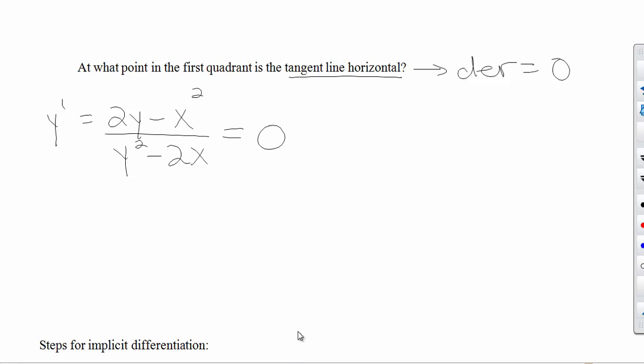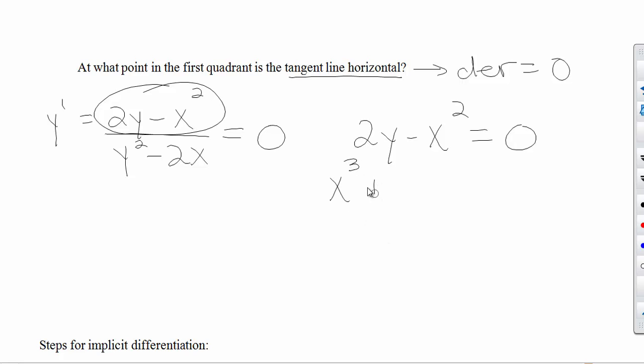Now you've got to say, there's two variables here. Okay, so first of all, when will a fraction equal 0? A fraction will equal 0 when the numerator equals 0. So this is really giving me this equation, 2y minus x squared. Now I want to know what points on the graph. So now I'm going to use the original equation with this to actually get my answer. So the original function from this problem is x cubed plus y cubed equals 6xy.